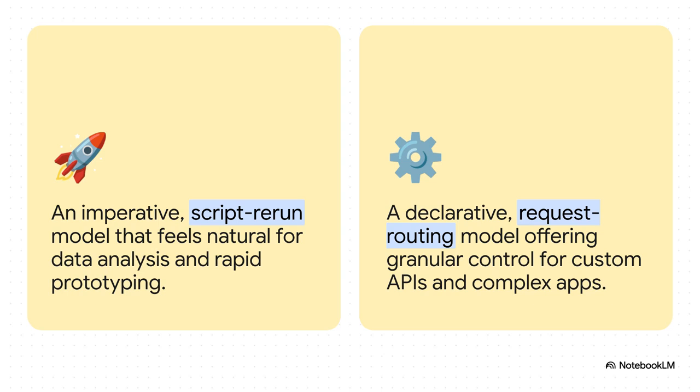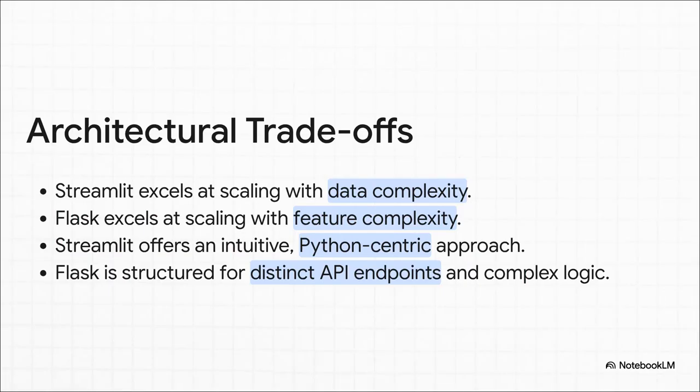In the Python world, you've pretty much got two main paths here, and they highlight a classic trade-off: simplicity versus control. Streamlit is all about simplicity. It just reruns your script from top to bottom whenever a user does something. This feels really natural if you're coming from notebooks. Flask, on the other hand, is all about control. It lets you define specific routes and endpoints, giving you this fine-grained power to build custom APIs or really complex apps.